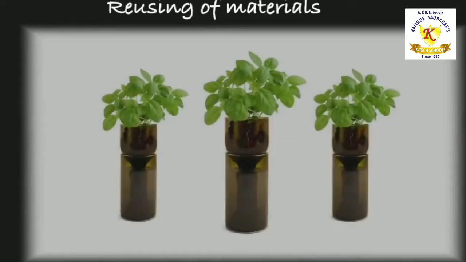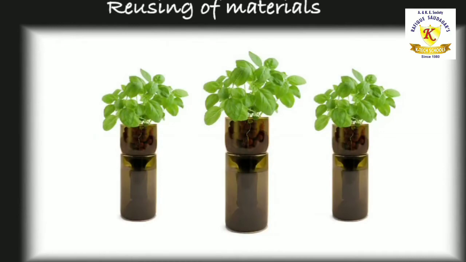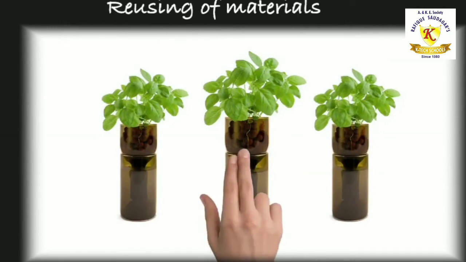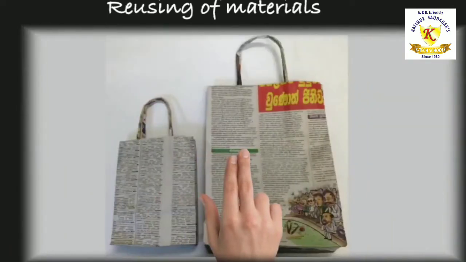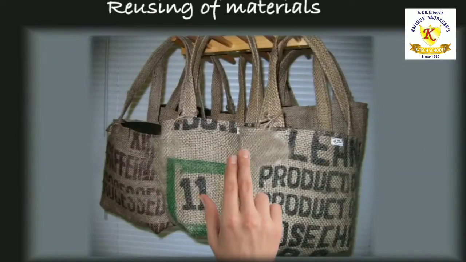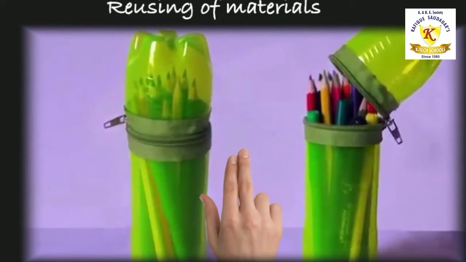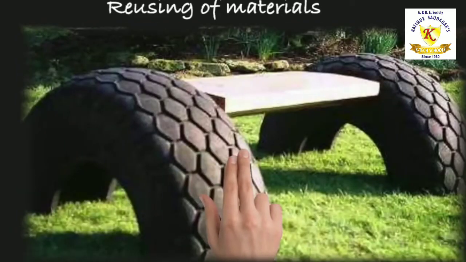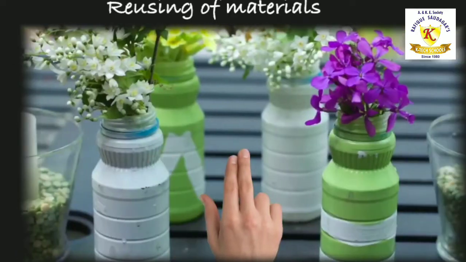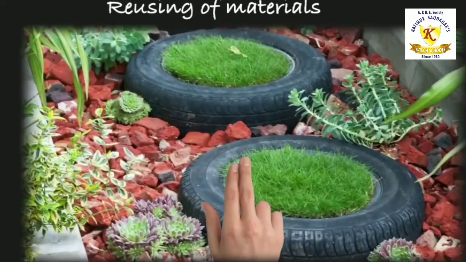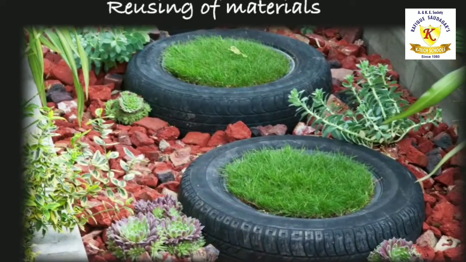Reusing of materials. Materials such as plastic containers, plastic bags, papers, cloth, etc. can be reused at domestic levels rather than being disposed of, thereby reducing solid waste pollution.